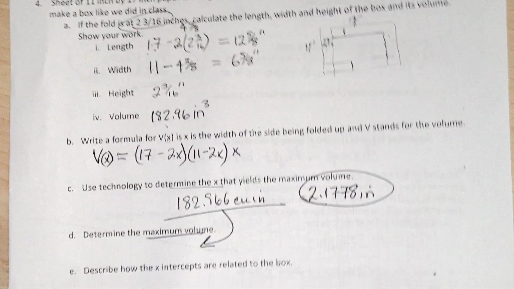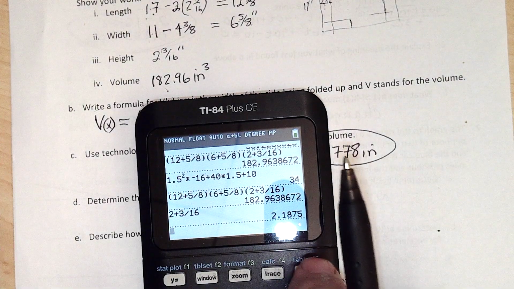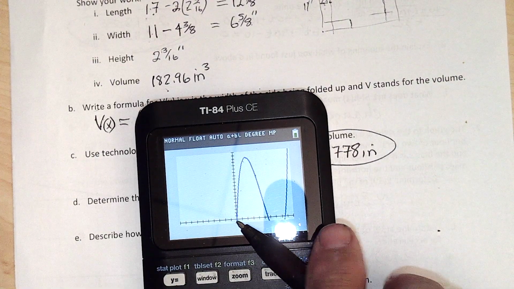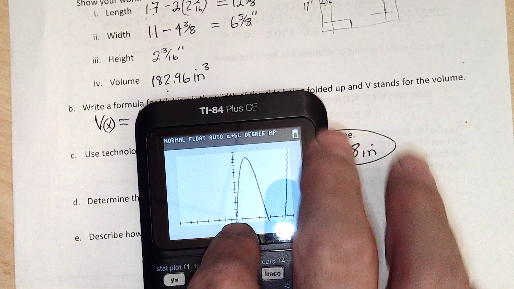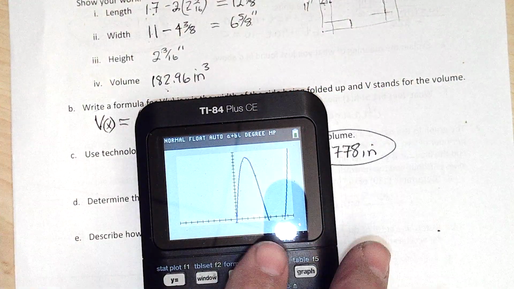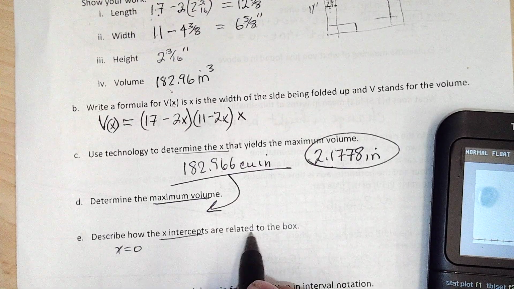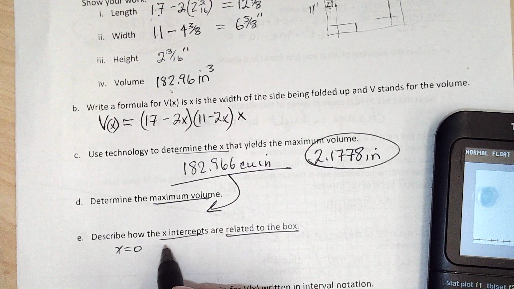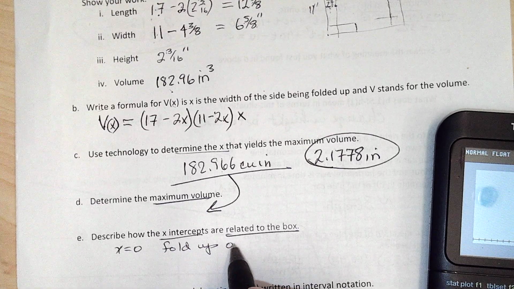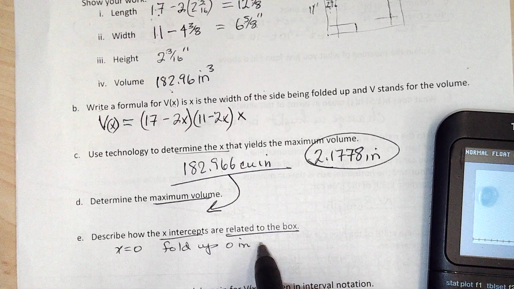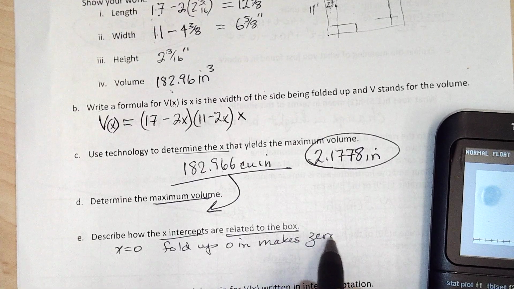Okay? Now it says, look at the x-intercepts. Well, there's one at 0. X is how much I'm folding up. So if I fold up 0, I'm going to get 0 volume, and that's how high the graph is. So x equals 0, how is it related to the box? Fold up 0 inches makes 0 volume.